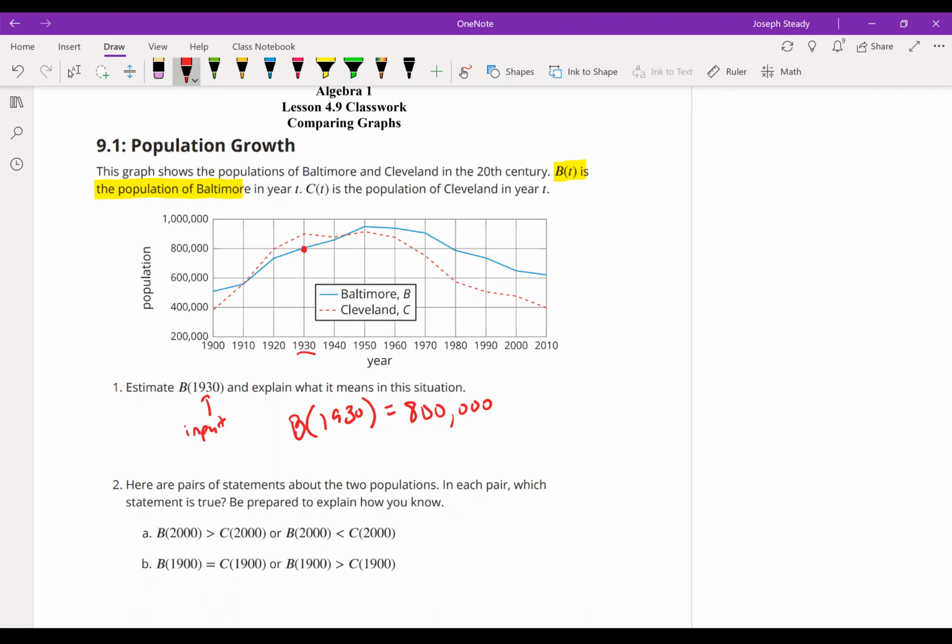800,000 mark. Now, the way we interpret this result is that in 1930, the population of Baltimore was 800,000 people.